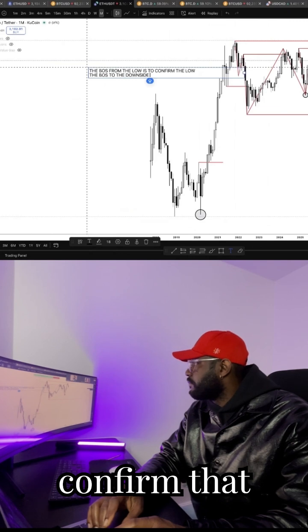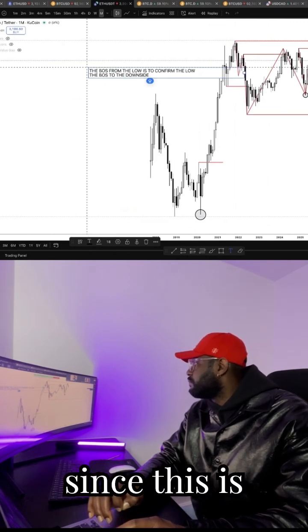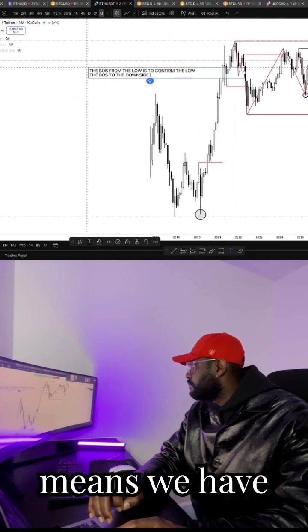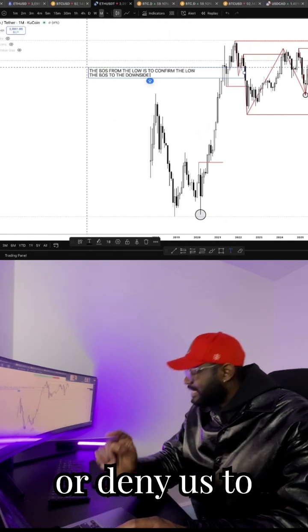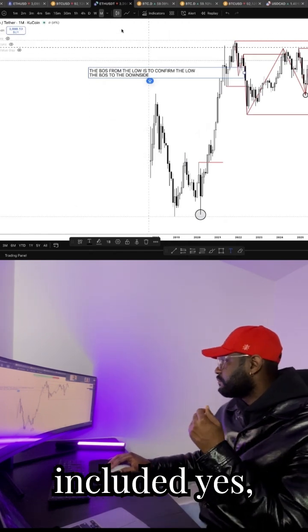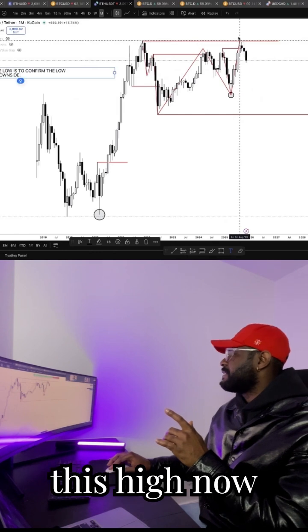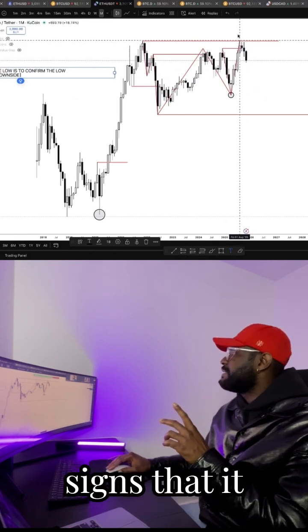And now, before we confirm that the high is also in, since this is a monthly time frame, that means we have to see maybe a weekly or daily POS to confirm that. Exactly. Now you get the point. Then that high will be included. So that will now confirm that this high is our new valid high.